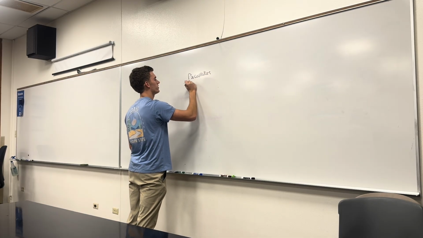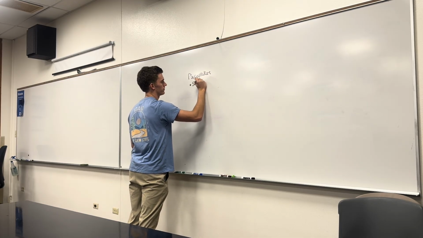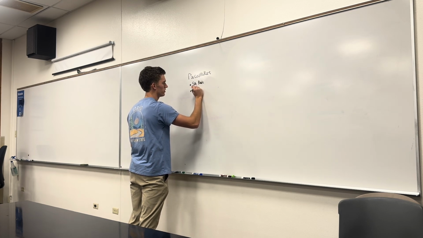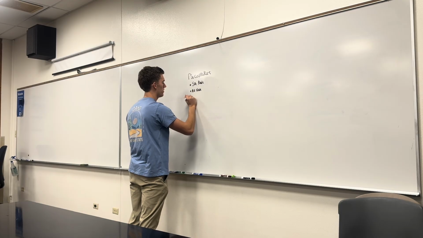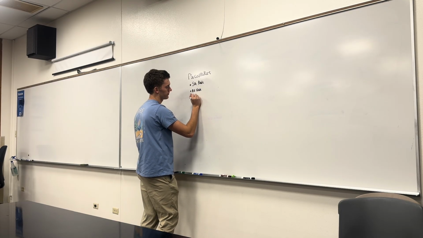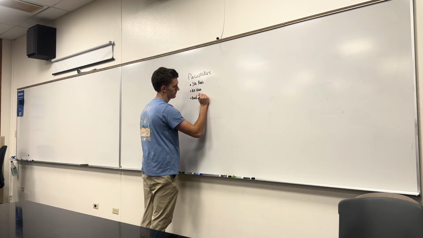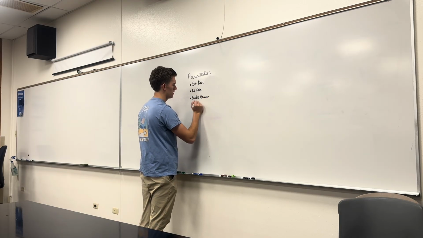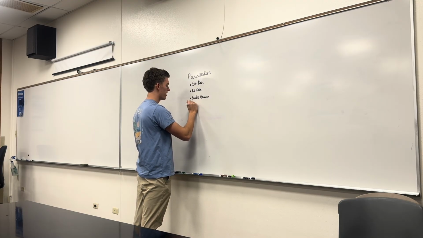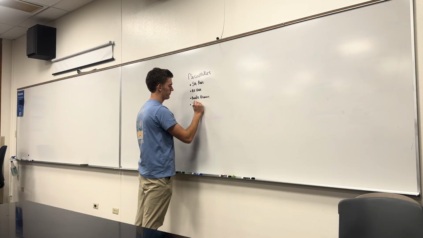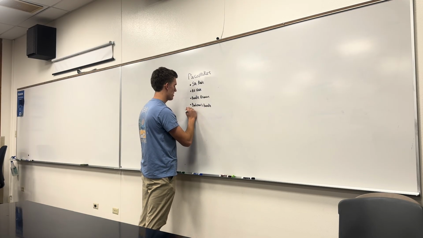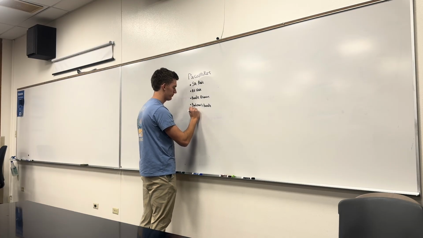first our SA node, then the AV node, our bundle branches, we also have our Bachman's bundle, and our Purkinje fibers.